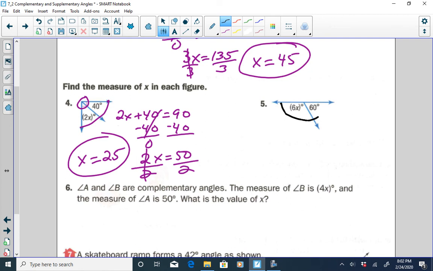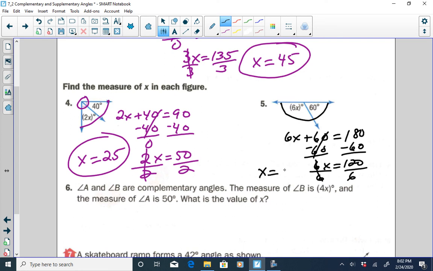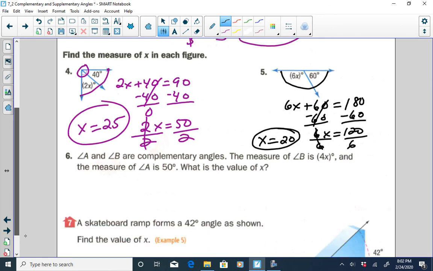Right, this next example, these two angles are supplementary. They'd have to have a sum of 180. So I want to write an equation that says that. 6x plus 60 has to have a sum of 180. Subtract 60, subtract 60. Wind up with 6x is going to be equal to 120. Divide by 6, divide by 6. They cancel. X is going to be equal to, what's that? X is going to be equal to 20.